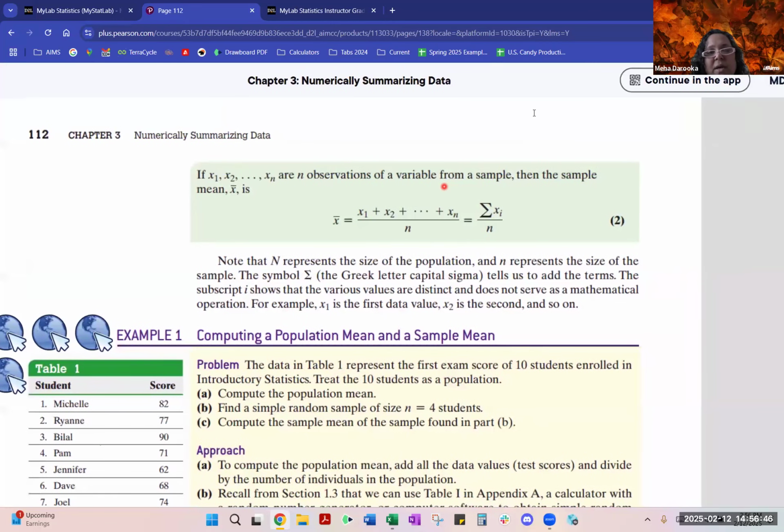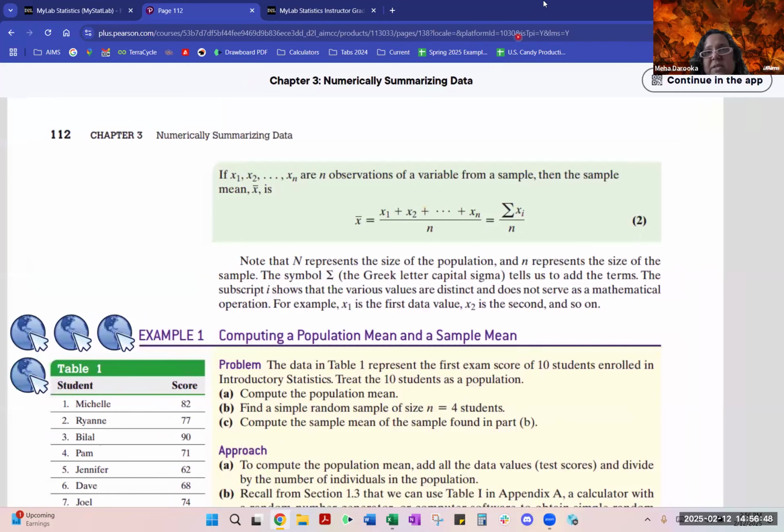Now, when we are talking about a sample mean, you will see here for the sample mean, we are using the x bar notation, but the formula looks pretty much the same. You are adding up all the data values, but this time we are dividing by a small letter n. So we've got the sample size, which is the small letter n, and again, add up the total, divide by how many data values you have, and we are good to go.